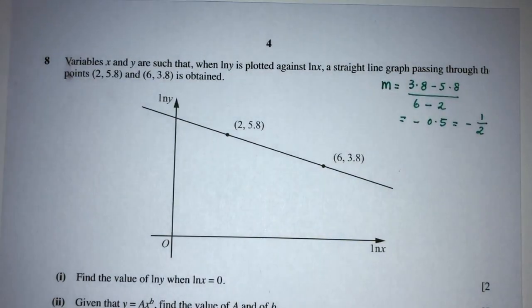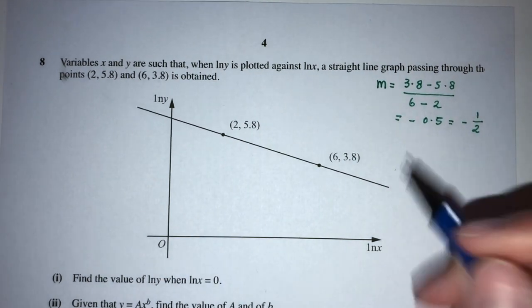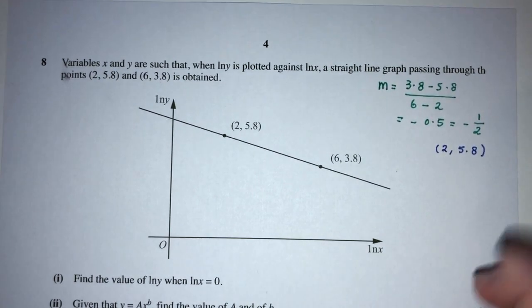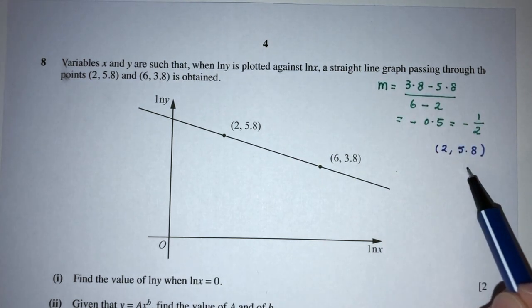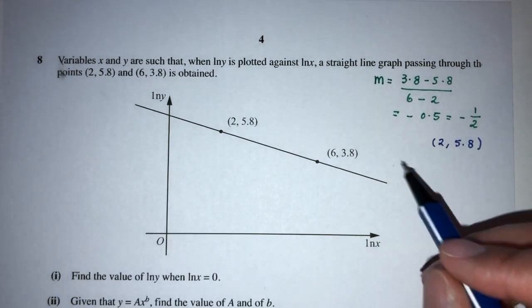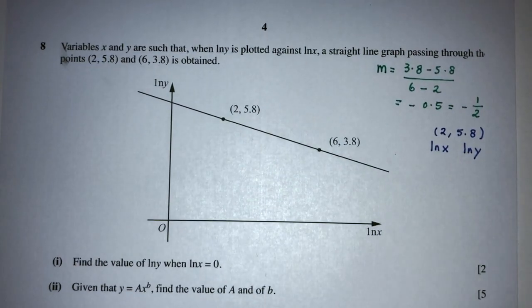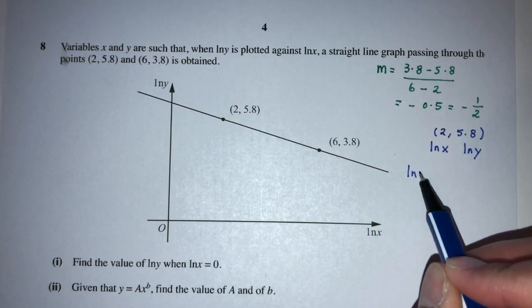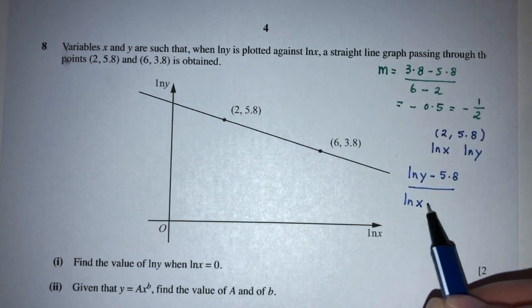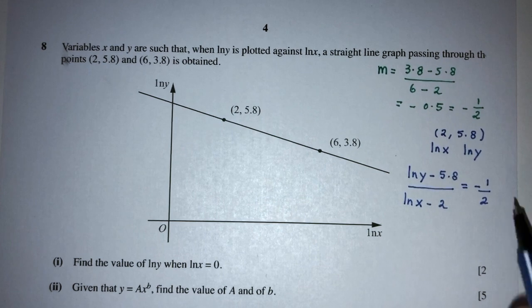Now, how do you find the equation? We need a passing point. The passing point could be any of those two. Let's say I choose the first one, which is 2, 5.8. Now, usually we call this x and y. But because here we have the graph of ln of y against ln of x, we have to call this one ln of x and ln of y. So let's find the equation. We take ln of y minus the corresponding point over ln of x minus its corresponding point is equal to minus 1 over 2, which is the gradient.